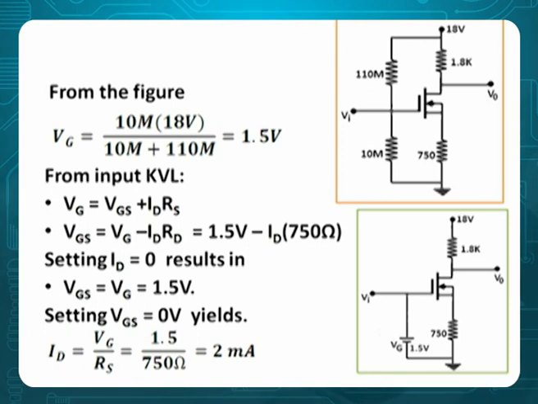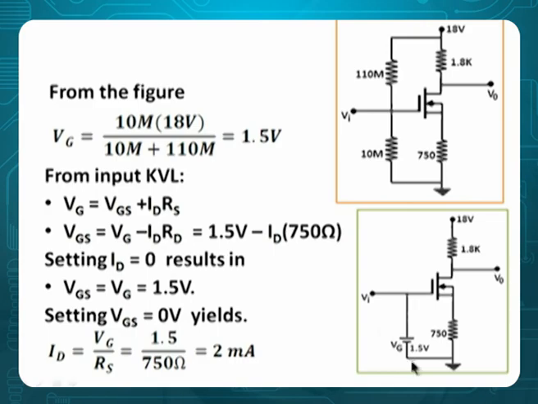Now this became a potential divider again. I am applying Thevenin's, and you will get 1.5 volts. That Thevenin's voltage you can apply, and when you apply this you will get the VGS value. This resistor is not required anywhere. From now onwards we don't calculate R Thevenin, because the current is anyway 0. What's the use of R Thevenin? Apply 1.5 minus VGS minus 750 ID, then solve. ID becomes VGS by RS, and 2 milliamperes there.